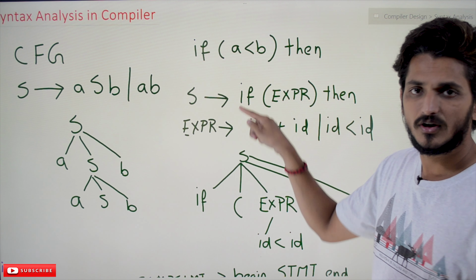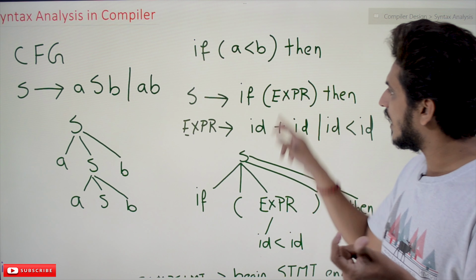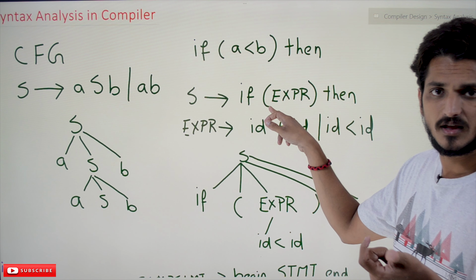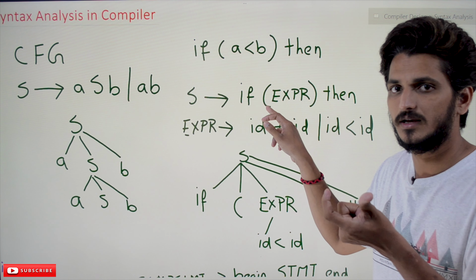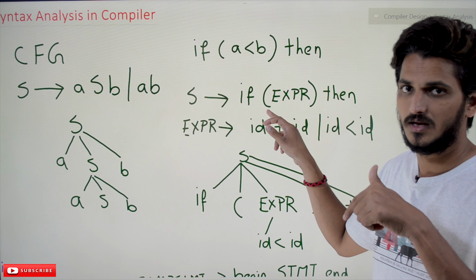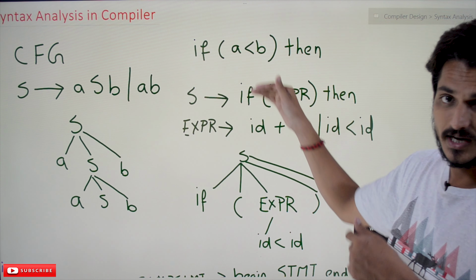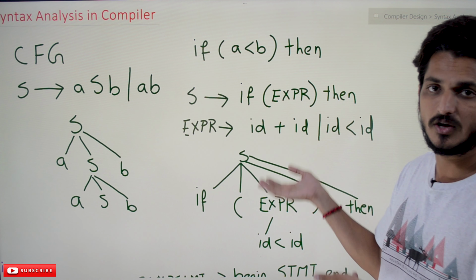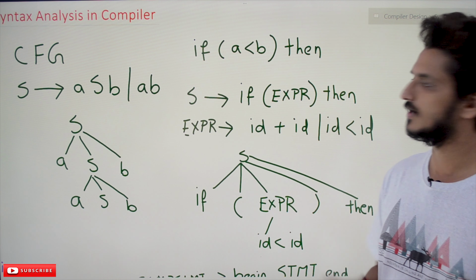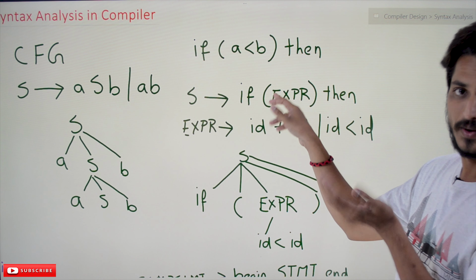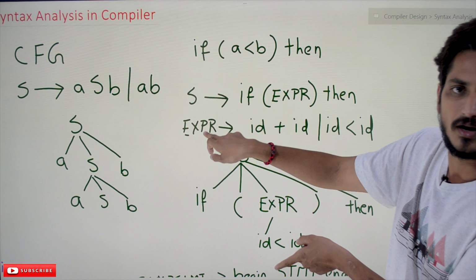In place of if, what do we usually have? Token if. After that we have to check for a bracket. In place of bracket, token bracket. That is what the terminal is. The tokens are taken as input here, and they are used in our context-free grammar as terminals. After that, you have to check for the open bracket. Then you have to go for expression. Expression is a new production.